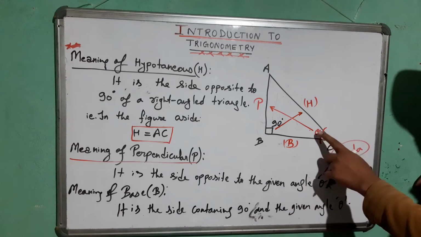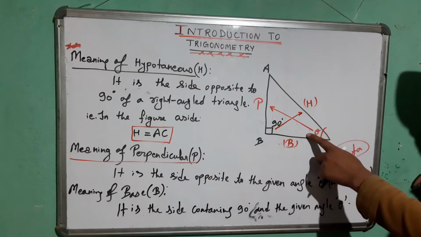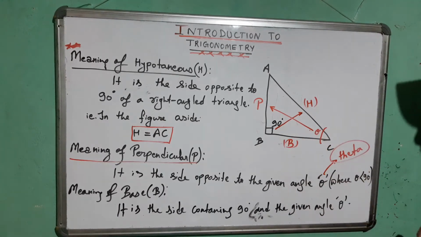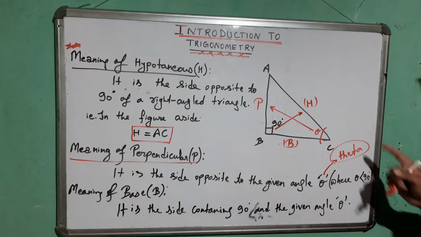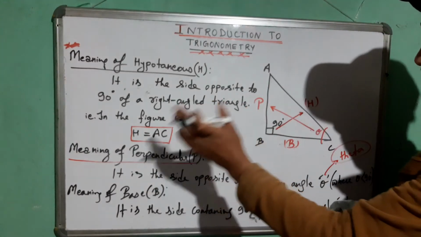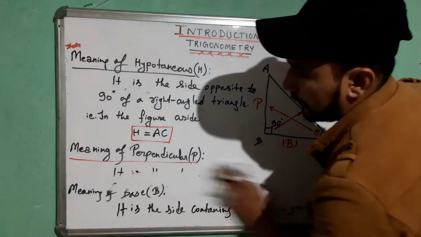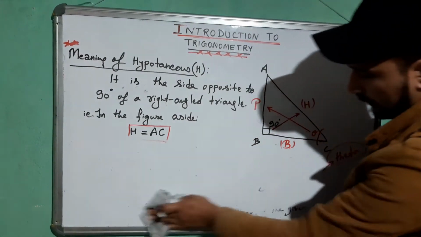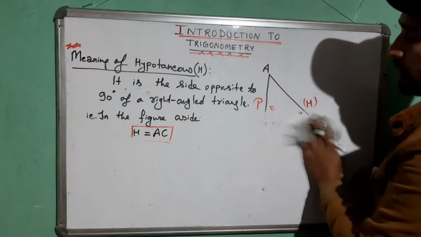It should be less than 90 degree. That means it might be 45 degree, 35 degree, 30 degree, 60 degree. It should not exceed 90 degree. So base means the remaining side. Once you have identified hypotenuse and perpendicular, the remaining side will be the base. So you make a proper note of this.